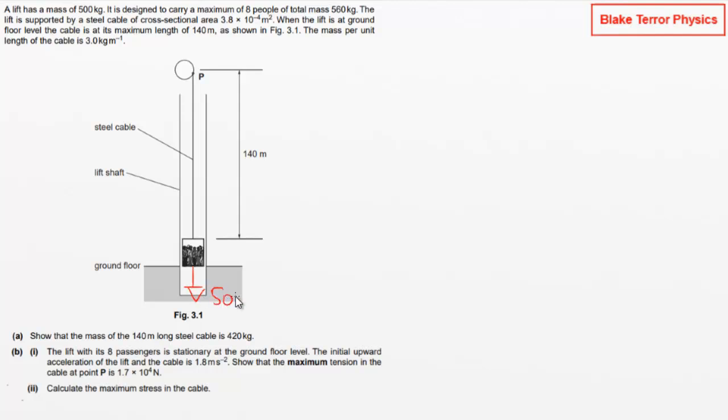So we've got 500 g going down. That's just for the lift. Designed to carry a maximum of 8 people with a total mass of 560. So we've got another 560 g possibly on top of that. The lift is supported by a steel cable of cross-sectional area 3.8 times 10 to the minus 4 meters squared.